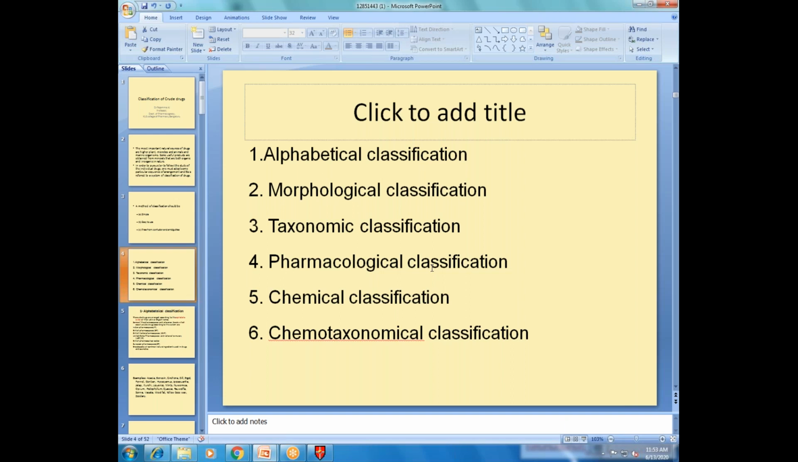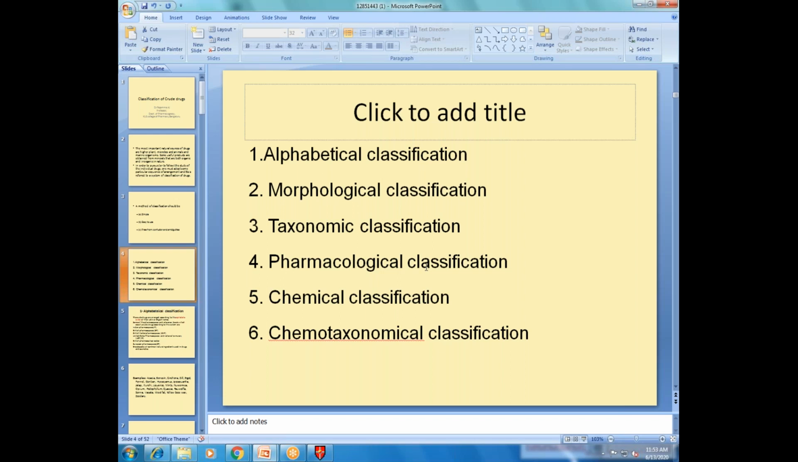Few textbooks follow the morphological, few follow the alphabetical, some follow the pharmacological or the chemical. When you go to the pharmacological textbooks, they follow the pharmacological classification. When you go to pharmacognosy books, they follow the morphological. And when you go to the official monographs, they follow the alphabetical. But overall, they are classified into alphabetical, morphological, taxonomical, pharmacological, chemical, and chemotaxonomical classification.